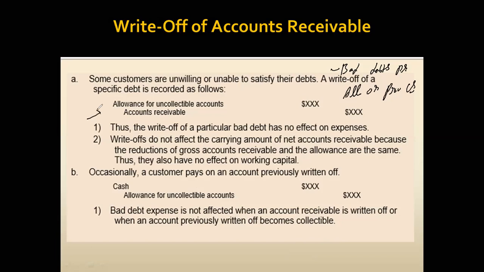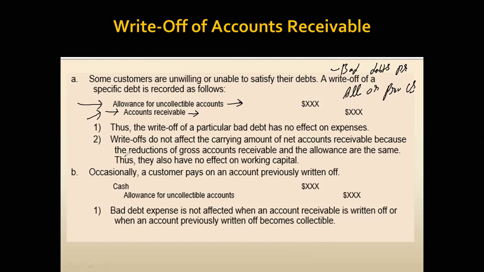This is the entry for write-off. We give debit to provision or allowance, and we give credit to our account receivable. So write-off has no impact on the expenses, because which accounts are going to be affected as a result of write-off? This is our contra asset account, opposite to asset, and this is our asset account. So write-off is not going to affect our expenses.